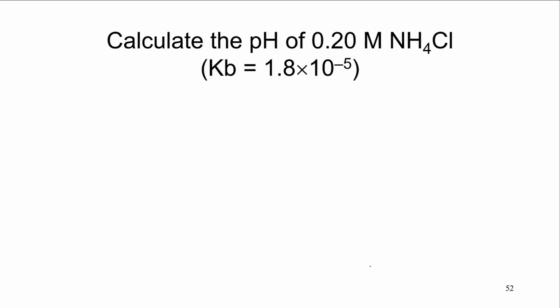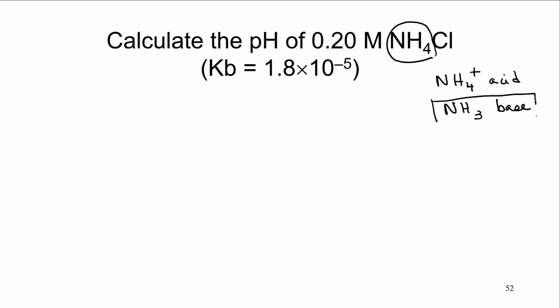Okay, so it says calculate the pH of a 0.2 molar ammonium chloride solution. Now, here's the thing. What is ammonium chloride? This is NH4+. It's ammonium ion. This is the conjugate acid of ammonia. This is a base. This is my acid form, my conjugate acid. So when you go to look up the K value, this is the neutral form of the two, you're going to be looking up Kb.